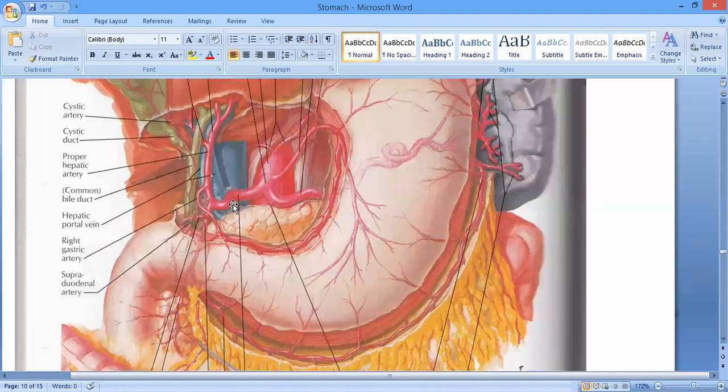Okay. Now, repeat the branching. The celiac trunk gives first the left gastric artery. It gives the splenic artery. We'll talk about it in detail when we discuss the blood supply of the GIT of the abdomen. And the third one is the hepatic artery.